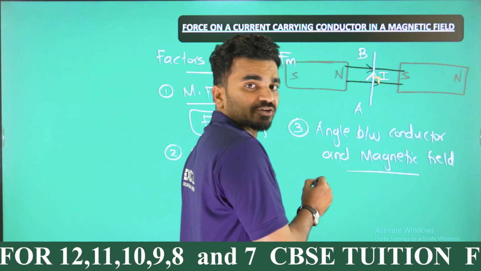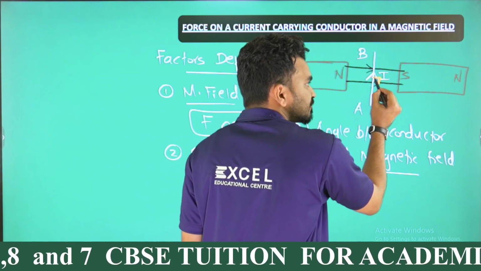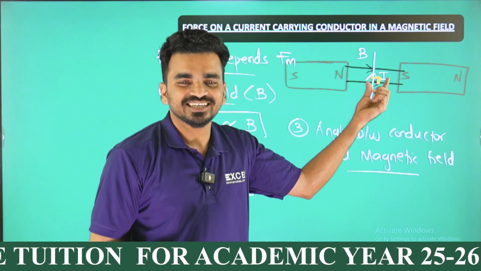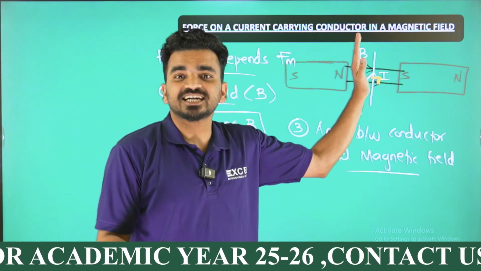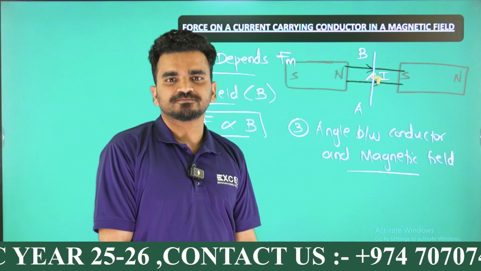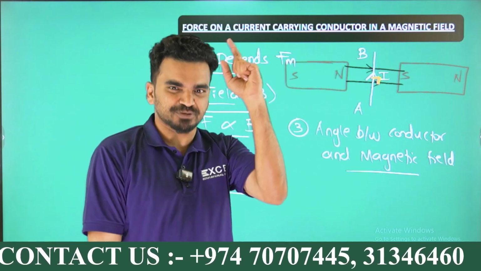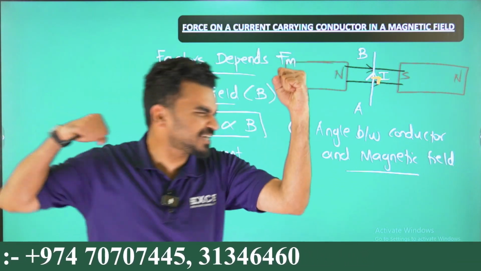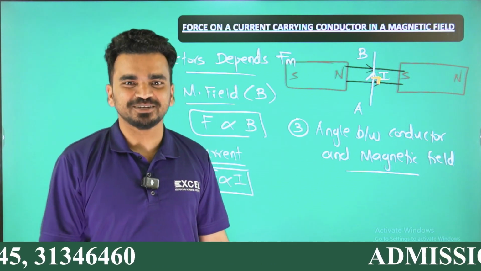The black one is the magnetic field, white one is the conductor, right? Current carrying conductor. So this angle, how much is in this case? In this case it is 90 degree. It is found that when the angle is 90 degree, means conductor and magnetic field are perpendicular, then more will be the force on the wire. Keep in your mind, if the wire is perpendicular, maximum force the wire will experience.